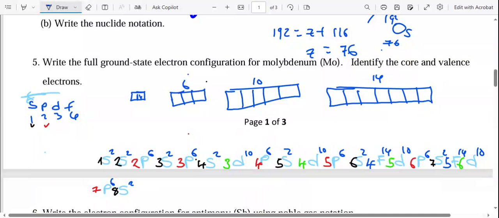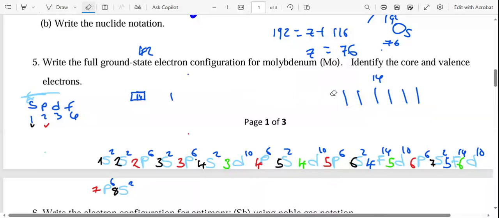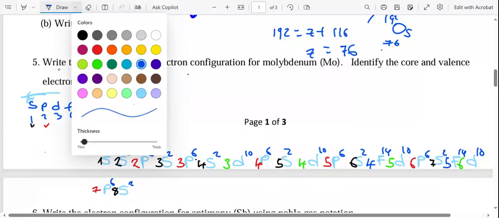You'll just be choosing where your electrons end. Like for molybdenum, it has proton number 42. I've shown you these orbitals, so there's nothing to worry about. You now know what they hold, the maximum electrons.